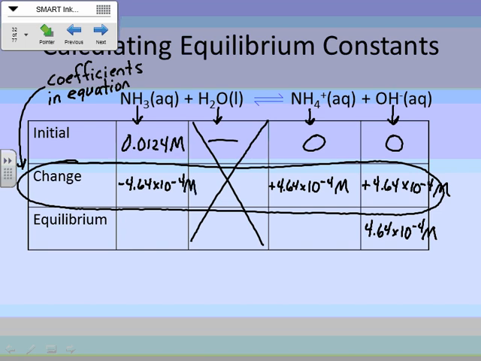This is going to help us get our other equilibrium concentrations, because this one started at 0, so now we also have 4.64 times 10 to the negative fourth molar of this. And then we have to take this starting concentration, 0.0124, minus the 4.64 times 10 to the negative fourth. And I'm getting 0.0119. Is that sig? Yeah, that's right for sig figs.